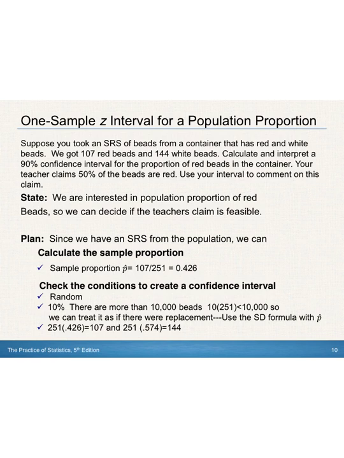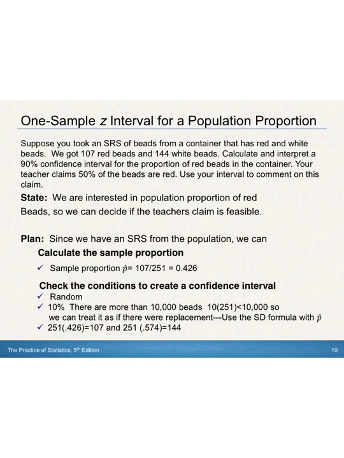So imagine that we had a lot of beads. We have 10,000 beads, and we took an SRS of those beads. There's white beads and red beads, and we got 107 red and 144 white beads. We're going to go ahead and calculate and interpret a 90% confidence interval for the proportion of red beads, because we want to see if the teacher's claim that 50% of the beads are red is a feasible claim. So we're going to calculate that interval so we can see.